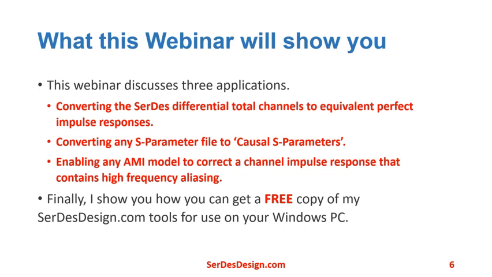You will learn how to convert SerDes differential channels to perfect impulses. You'll learn how to convert S-parameter files to Causal S-Parameters. You'll learn how to enable any AMI model to correct a channel's impulse response that contains high-frequency aliasing. Finally, I'll show you how you can get the tools that I use to create perfect SerDes channel impulse models and use them on your own PC.